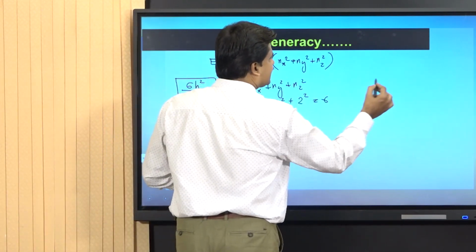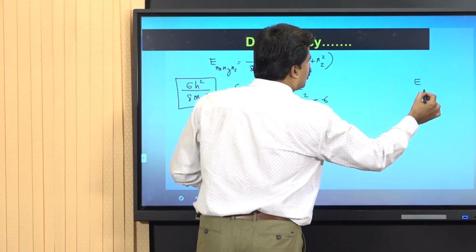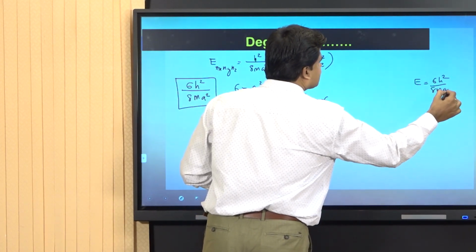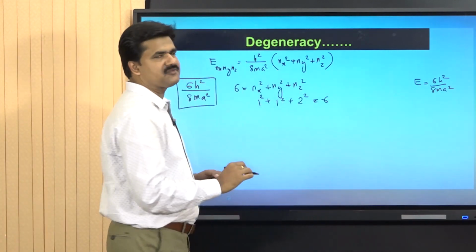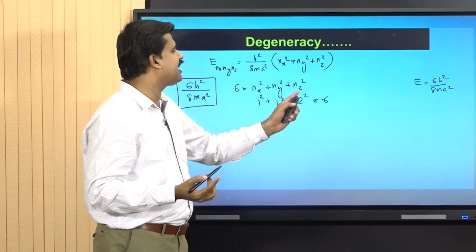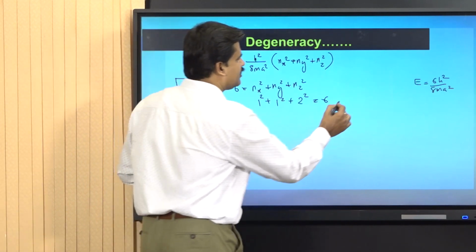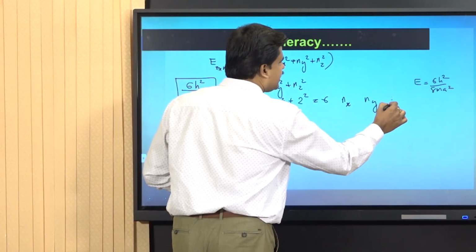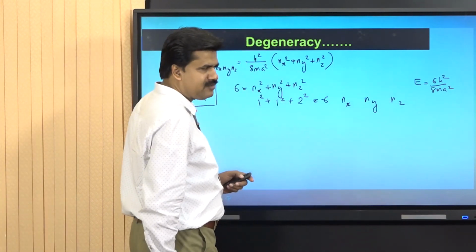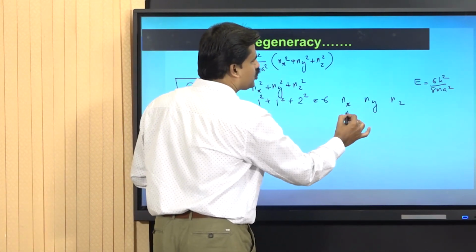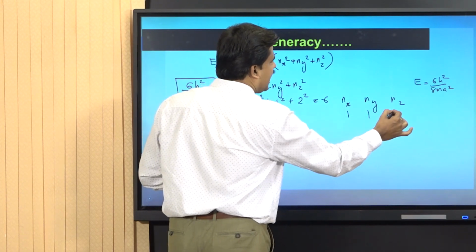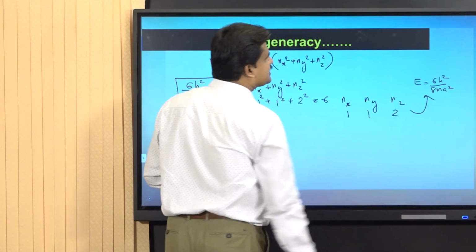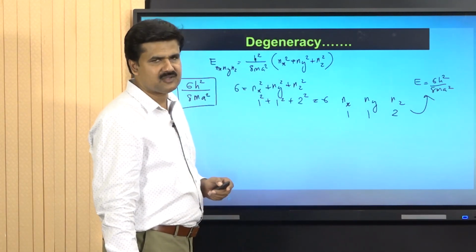The total energy E is equal to 6h square by 8ma square. The possible values of the quantum numbers are 1 and 2. Therefore, the degeneracy will be like this. nx, ny and nz are the quantum numbers. I can put nx equal to 1, ny equal to 1 and nz equal to 2. Then the energy will be 6h square by 8ma square.